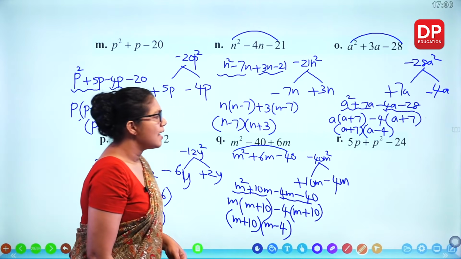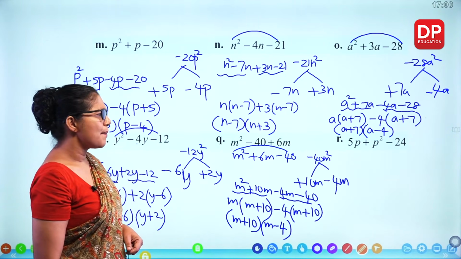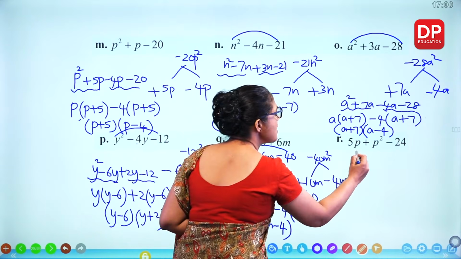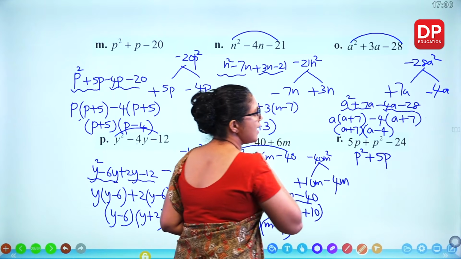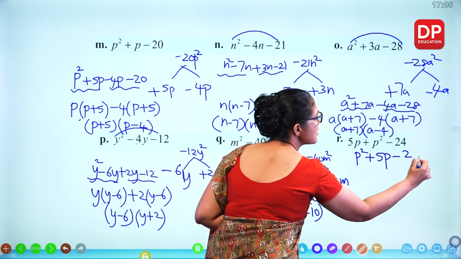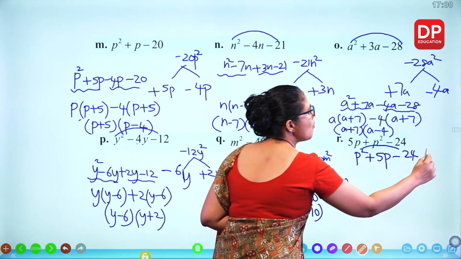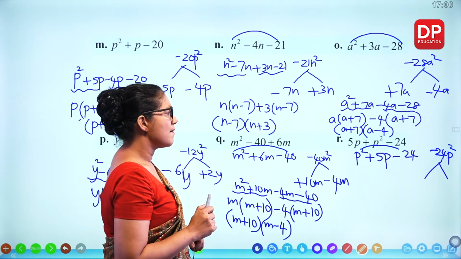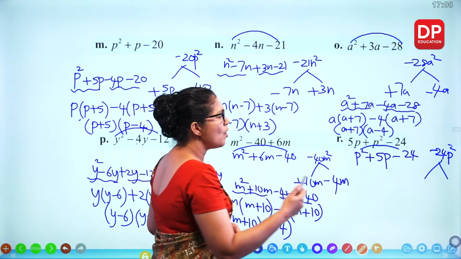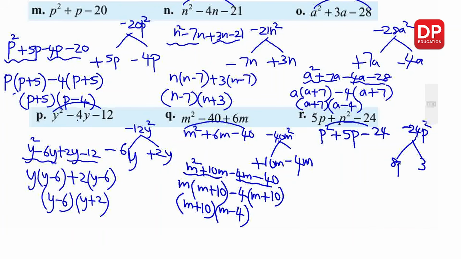Now look at the last one. Again the order is not the same. So what we do? We have to rearrange. So I am doing first square term, then this x term, the second term and the constant term. Now I can see what are the factors you need. Factors of minus 24p squared. What are the factors of minus 24 to get plus 5? So here factors of 24, 8 and 3. But the middle term is plus, means the biggest number should be plus and the other one should be negative.